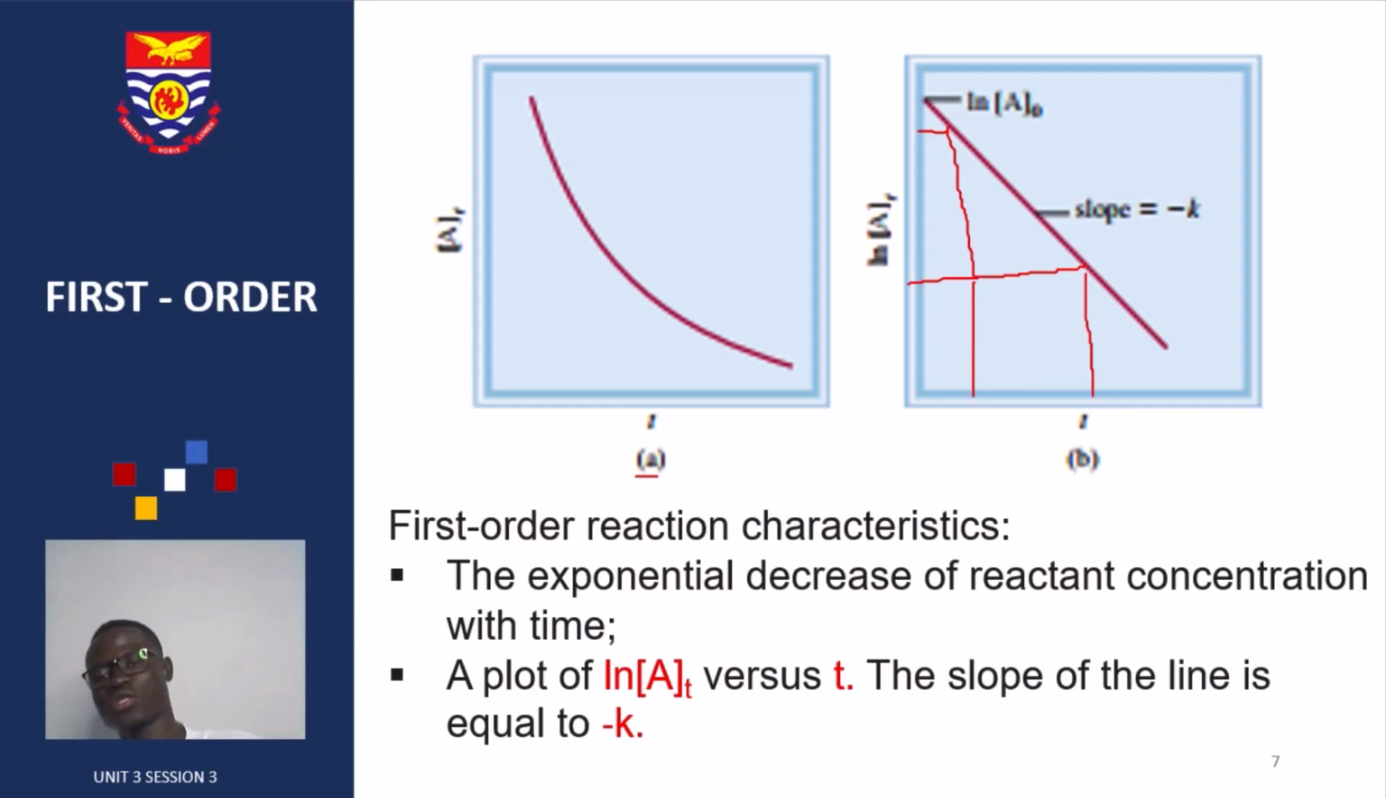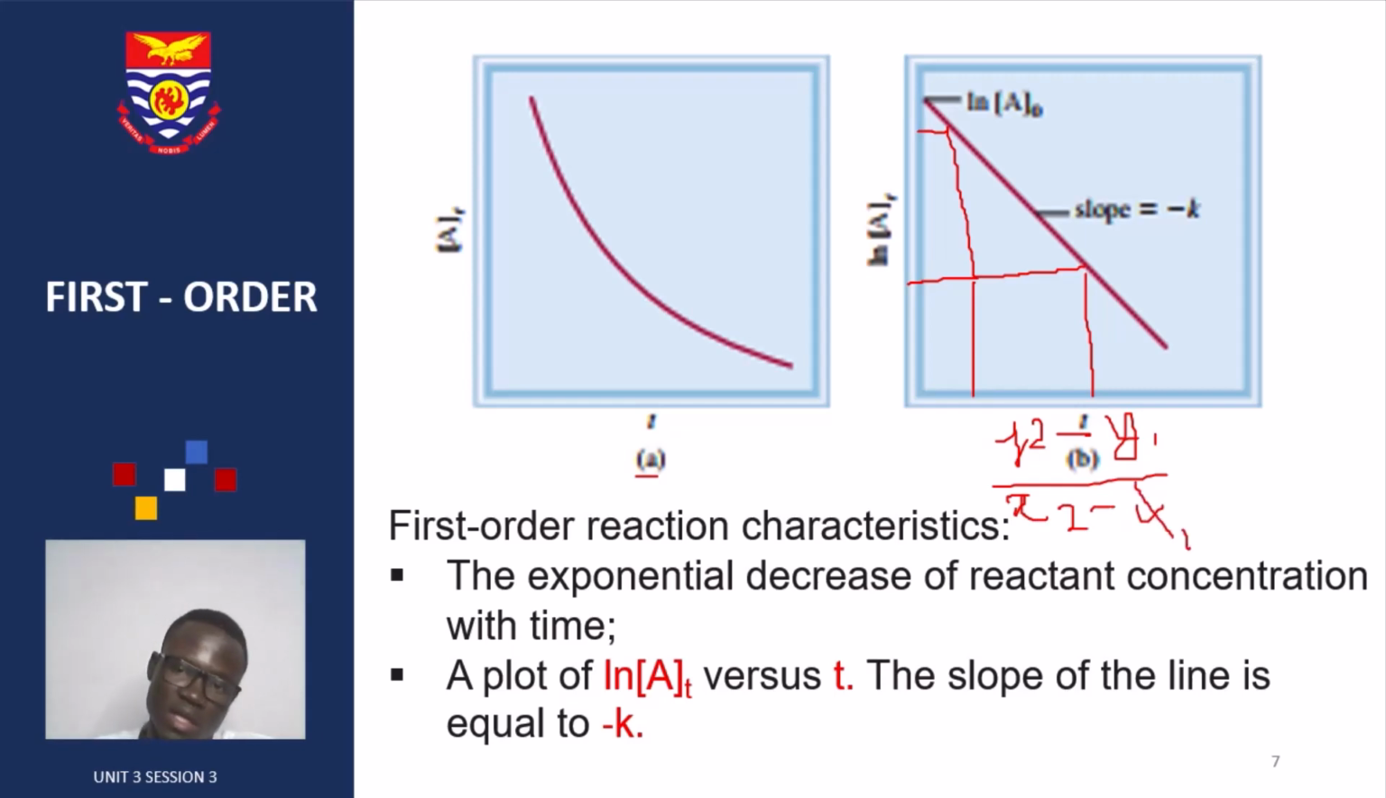So usually we take y2 minus y1 over x2 minus x1, and that is how you calculate the slope of the reaction, and this will always give us a negative slope.